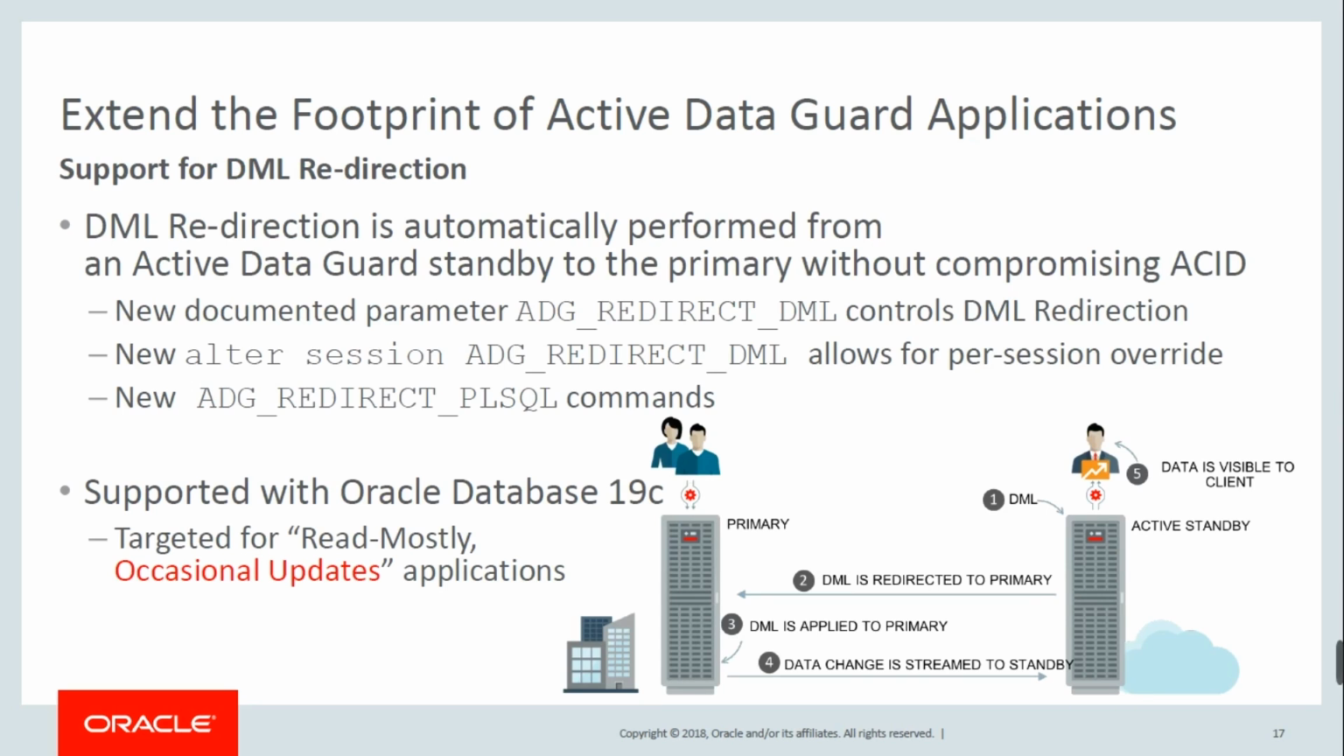So support for Active Data Guard applications, support for DML redirection. It is one of the coolest features in Oracle 19c. DML redirection is automatically performed from an Active Data Guard standby to the primary without compromising ACID. The new documented parameter ADG_REDIRECT_DML controls DML redirection.